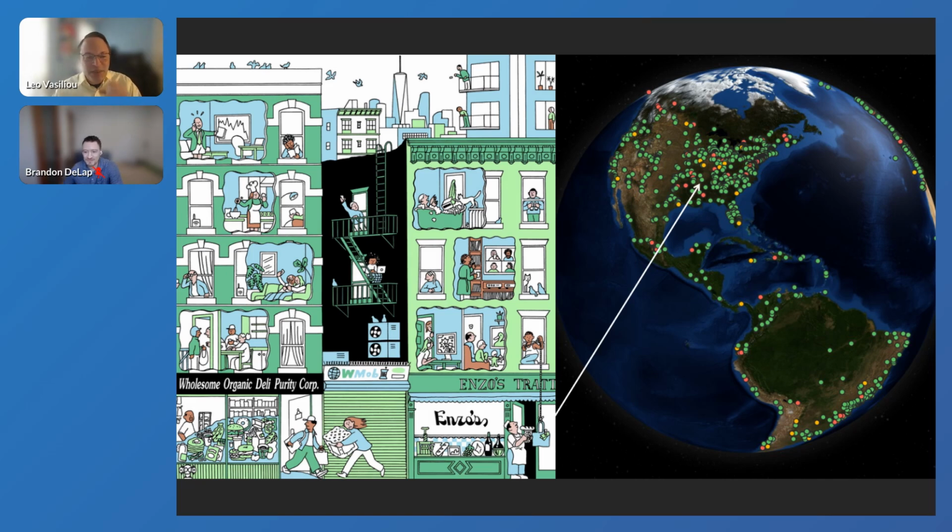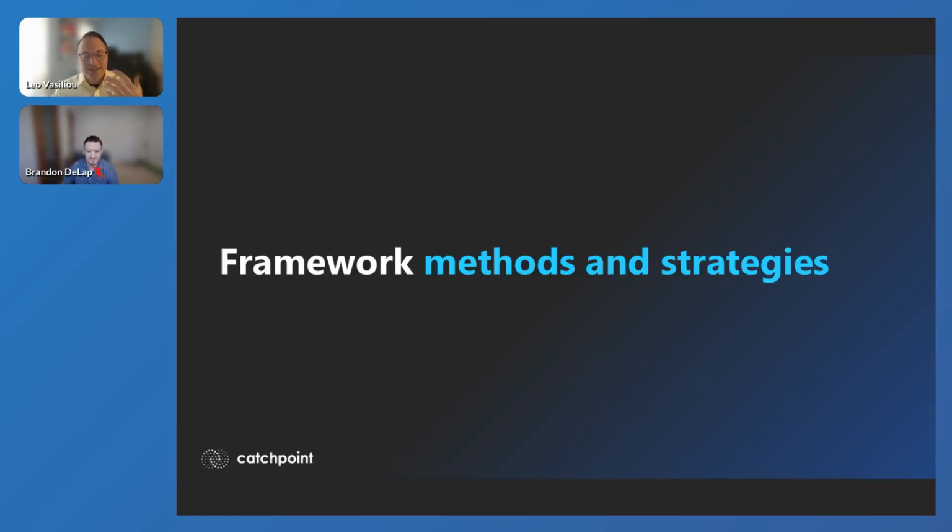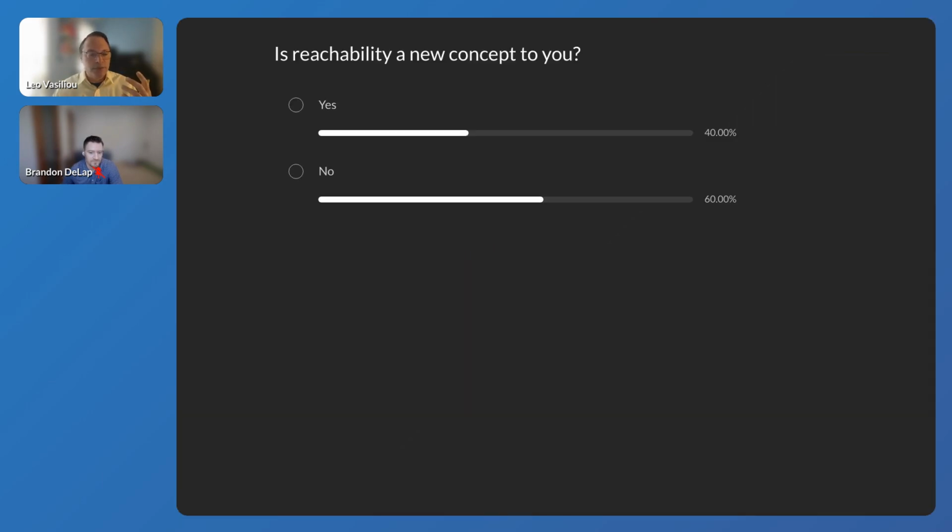All right. So now that we've painted a picture, and before we get into some of the methods and strategies, what we'd like to do is open our first poll. So if you could just take a moment, for those listening at home, navigate to the poll tab and let us know, is reachability a new concept to you? So we talked about availability and performance, which I think most people are familiar with. And then the idea of reliability has been around for a little bit. But the question is, is reachability a new concept to you?